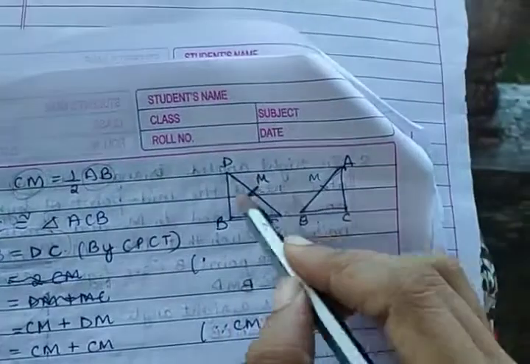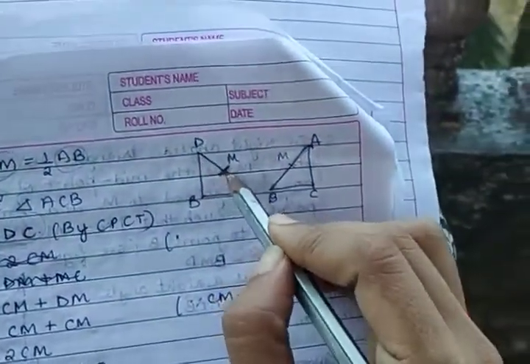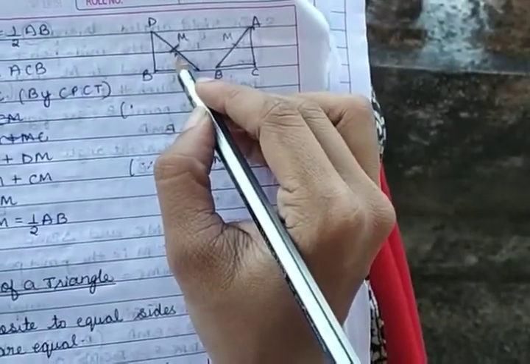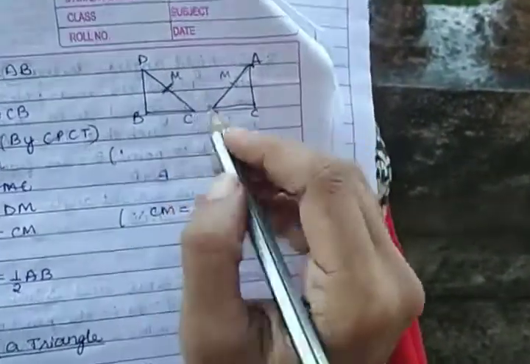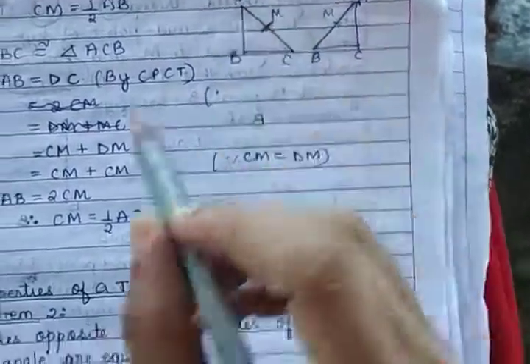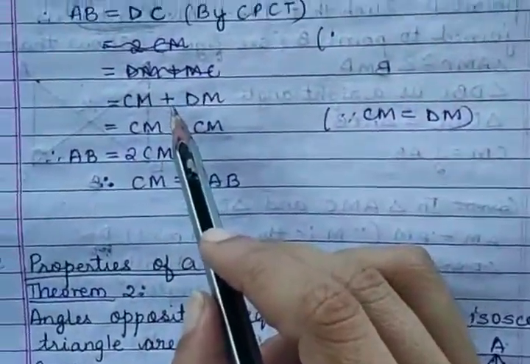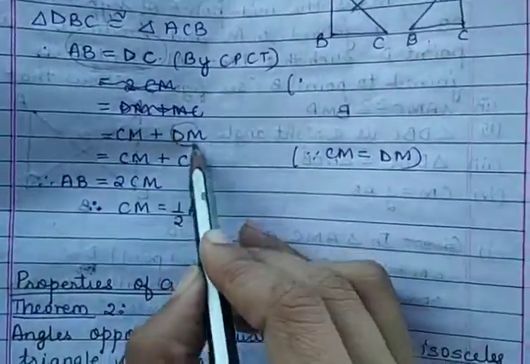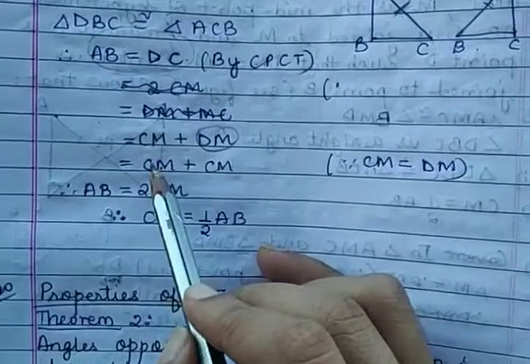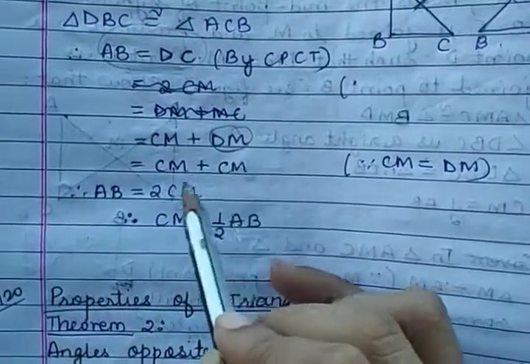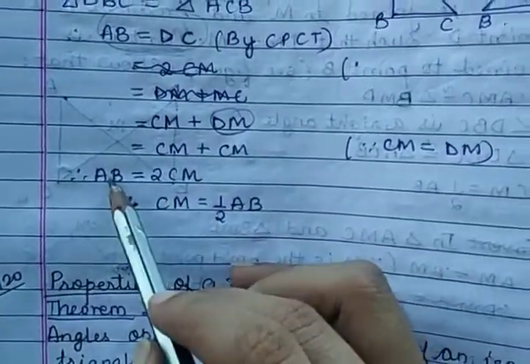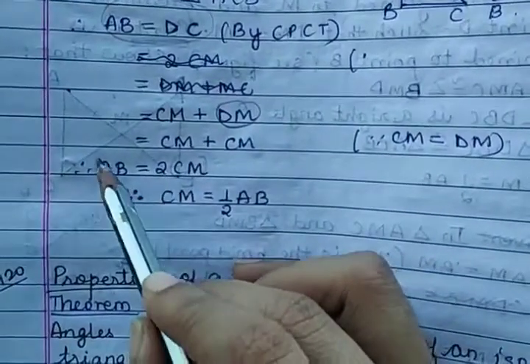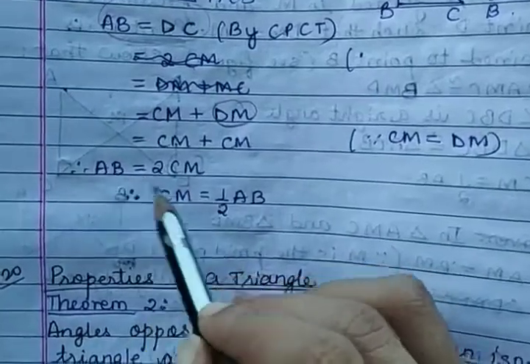Now if you see DC, it is made up of DM plus CM, correct? It is CM plus DM. Now since M is the midpoint, CM will be equal to DM, correct? So since M is the midpoint, CM will be equal to DM or DM will be equal to CM. So I can substitute for this as CM. So we get here CM plus CM, which is 2 times CM. So AB is 2 times CM. So what is CM? You take 2 on the other side, it becomes half. So CM is half of AB.